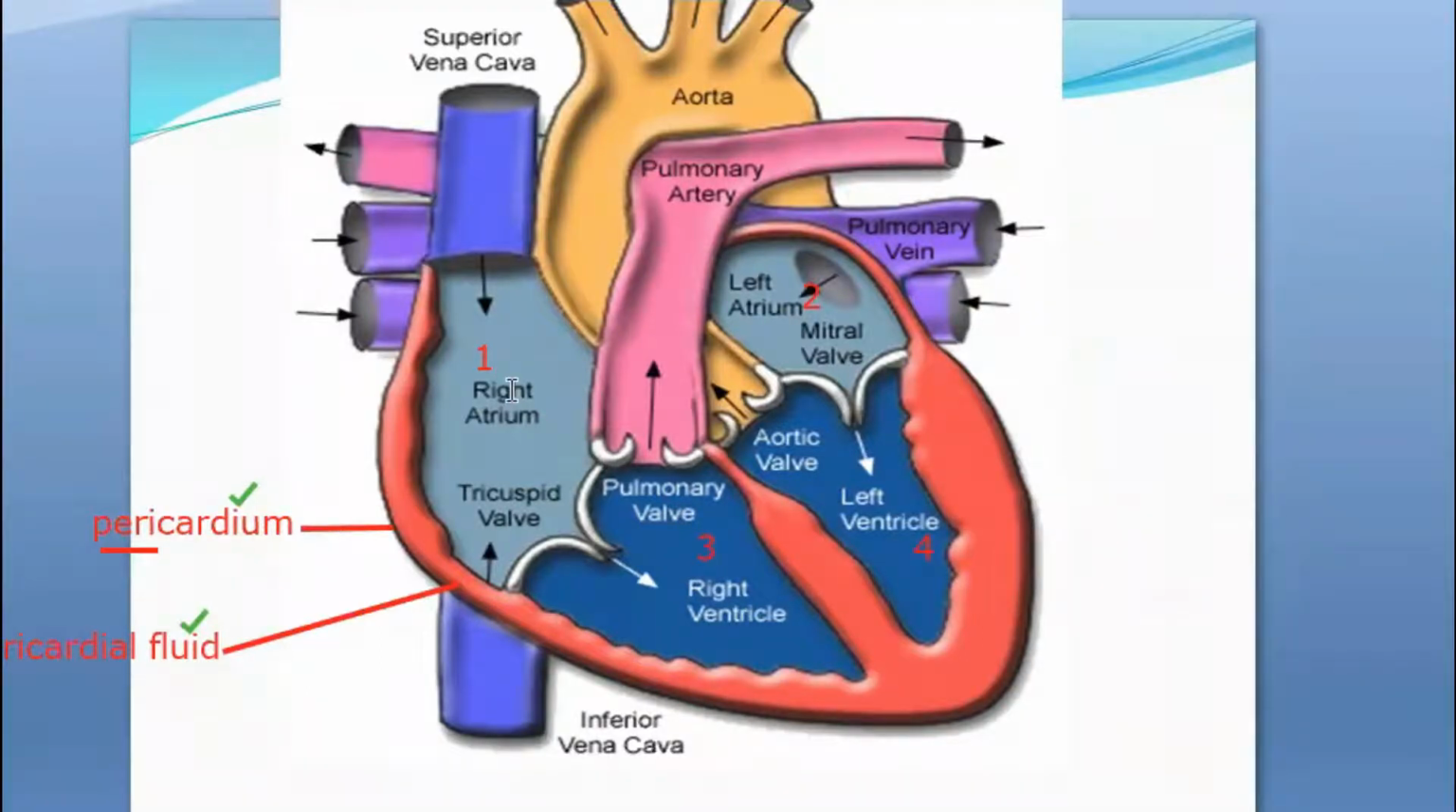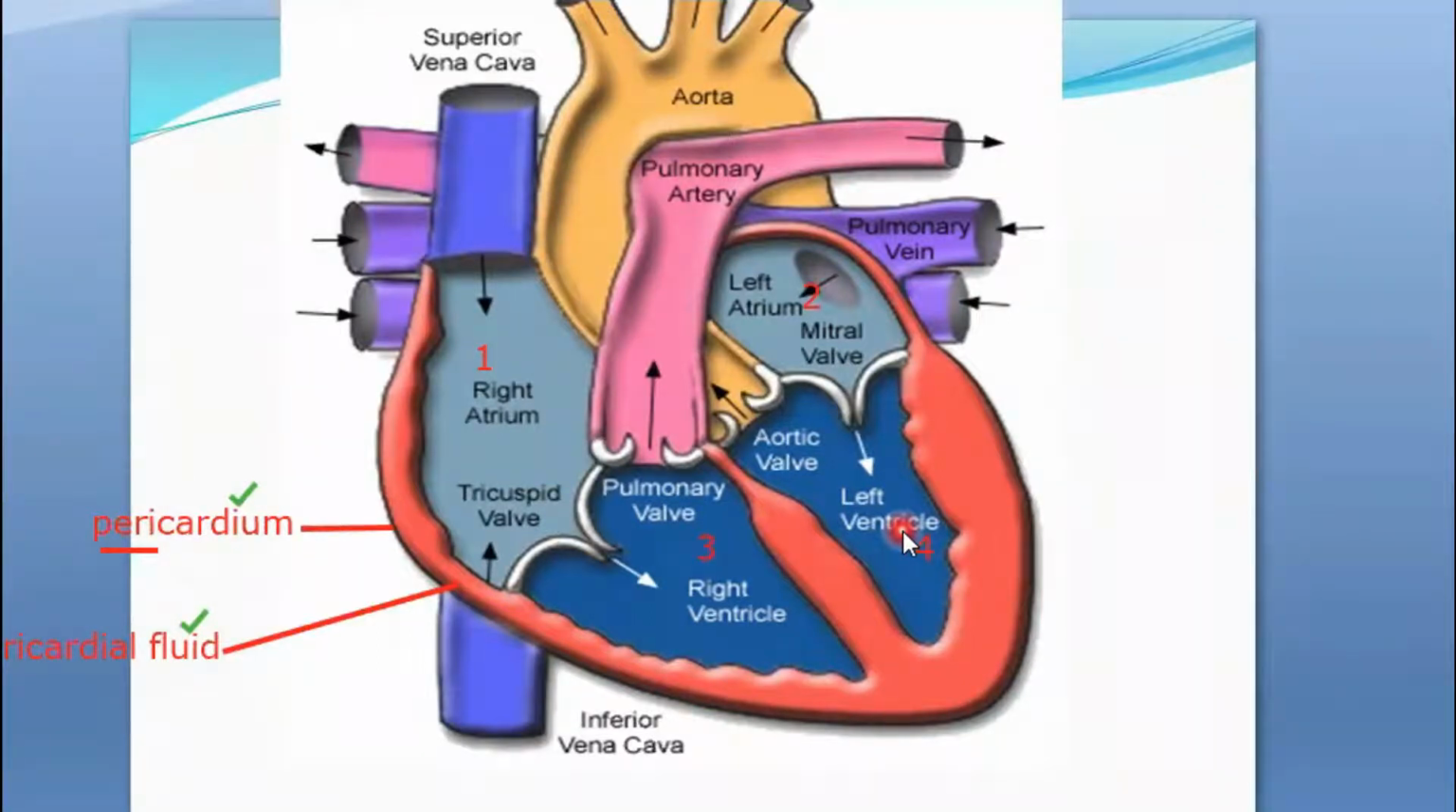What are these two upper chambers called? These upper chambers are called atria, singular atrium. This is the right atrium and this is the left atrium. Then the lower two chambers are called ventricles, right ventricle and left ventricle. So that's all about the chambers.